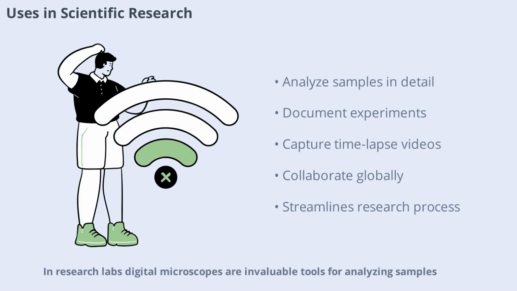In research labs, digital microscopes are invaluable tools for analyzing samples, documenting experiments, and sharing results. Their high-resolution imaging and measurement capabilities support detailed investigations in fields like biology, chemistry, and materials science. Researchers can easily capture time-lapse videos, compare images over time, and collaborate with colleagues worldwide. The ability to save and organize large amounts of data streamlines the research process and enhances scientific discovery.